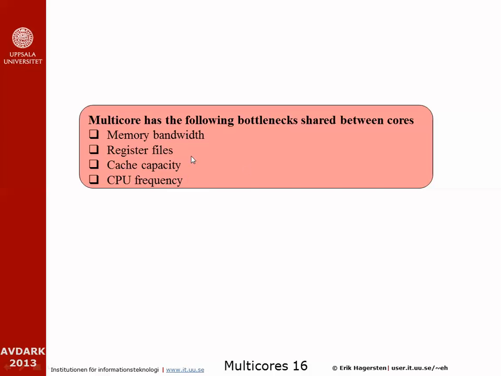So the shared things are the memory bandwidth and the cache capacity, and of course the cores don't share register files with each other. Not even multi-threaded implementations of course share register files, and CPU frequency is not shared as a bottleneck between the different cores.